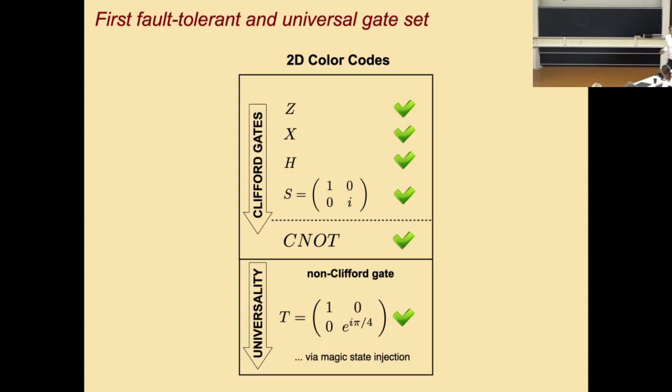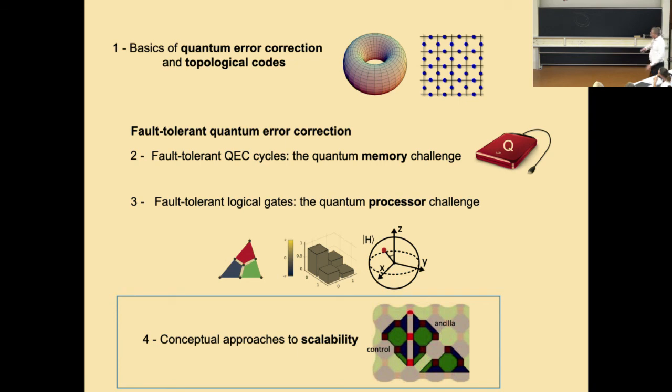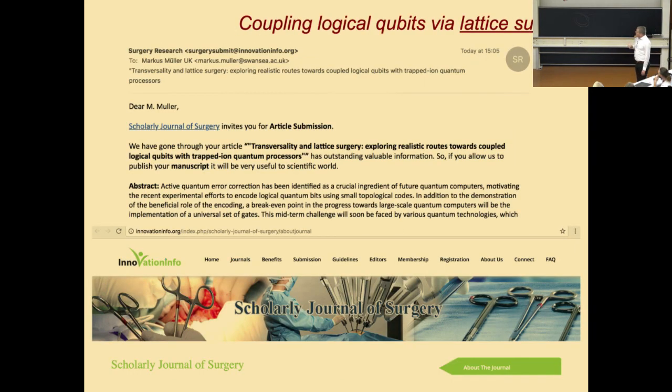Yeah, with that, if I still have like 3 minutes or so, then let me just rush very quickly through some of the alternatives, to only give you a cartoon version of what the next steps might be regarding scalability. One is lattice surgery. Yeah, when we published a paper on this, we got this invitation by the Scholarly Journal of Surgery to submit our paper there. Lattice surgery is a bloody business, but not that bloody.